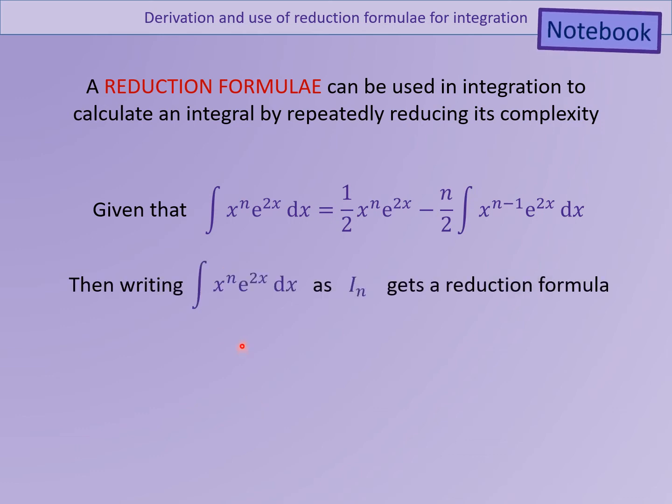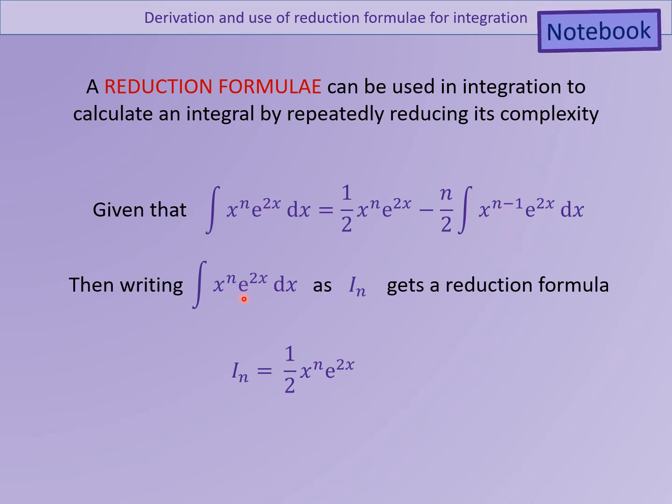Well, what I can do is call that initial integral, the one we were trying to work out, I_n. I stands for the integral. And what I notice is my end answer is always the same here. So this bit's going to be a half x to the n e to the 2x. That bit's going to be exactly the same. But this part just here is still going to be minus n over 2, but then you're working out the integral of x to the n minus 1 e to the 2x.